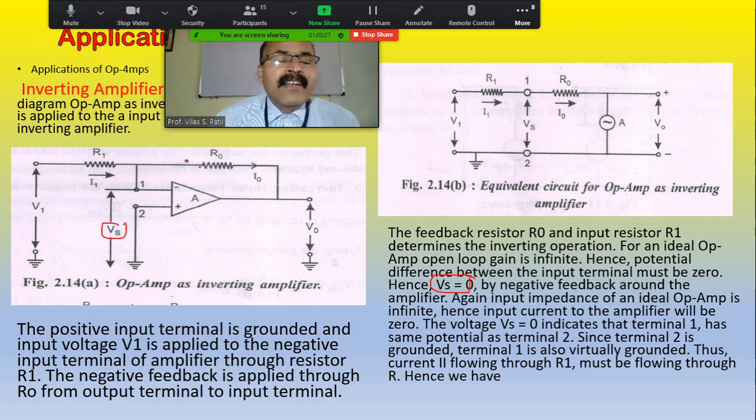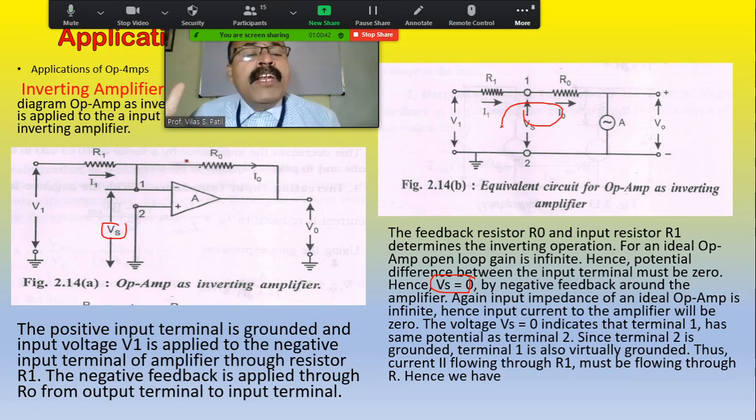Vs म्हणजेच हा Vs हा 0 असणार आहे मित्रांनो, हा 0 असणार. By negative feedback around the amplifier, again input impedance of the ideal amplifier is infinite. Input impedance म्हणजे resistance. Input impedance should be infinite, and hence the input current of the amplifier will be 0.